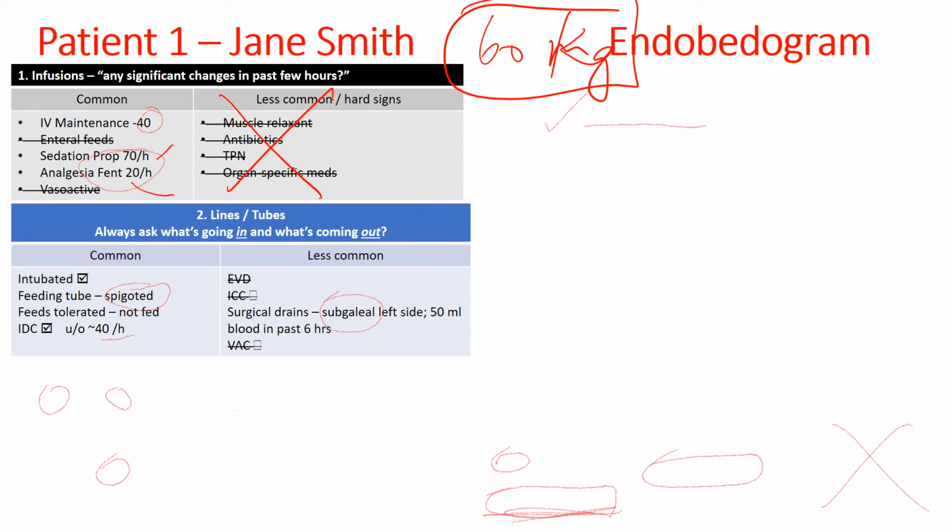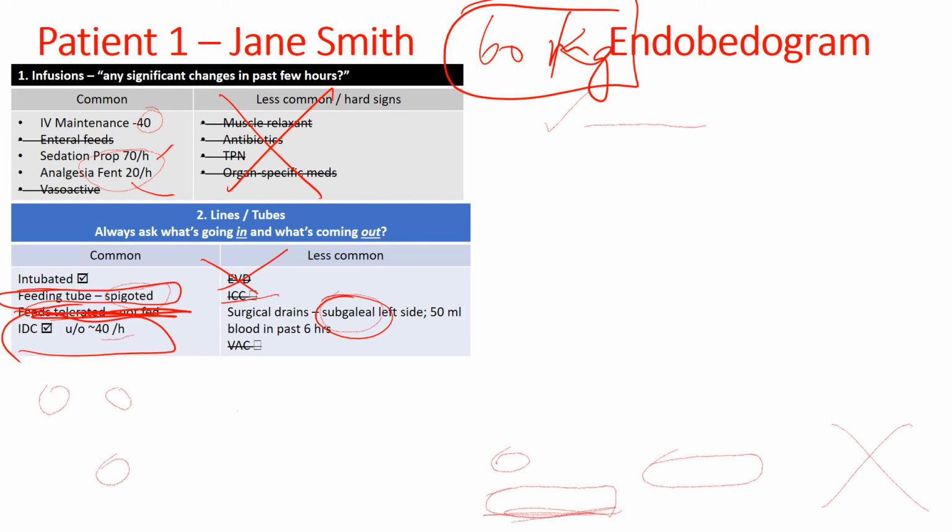Then lines or tubes, as they've already told you, you find that she's intubated. The feeding tube, the nasogastric tube, is spigoted. So why are they not feeding? Is it just because she's acute post-op, so it's too early, or is it because they're thinking of extubating her, etc.? Okay, now therefore you can't talk of the feeds being tolerated. Good urine output for a 60 kilogram woman. Okay, there's no EVD, so that's one of the theories gone. There's no ICP monitoring or anything. Clearly, she doesn't have any other drains.